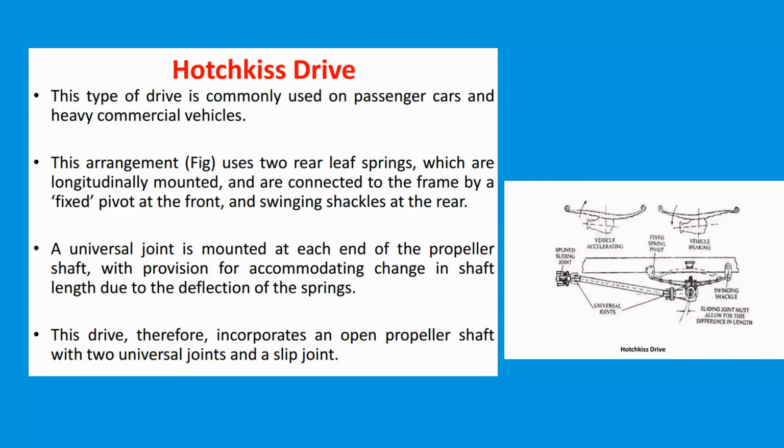As you see in the figure, two rear leaf springs which are longitudinally mounted are connected to the frame by a fixed pivot at the front and a swing shackle at the rear. A universal joint is mounted at each end of the propeller shaft with provision for accommodating change in shaft length due to deflection of the spring. This drive therefore incorporates an open propeller shaft with two universal joints and a slip joint.